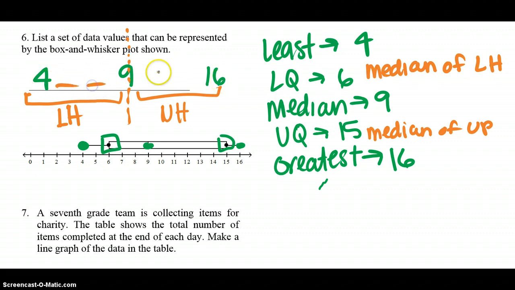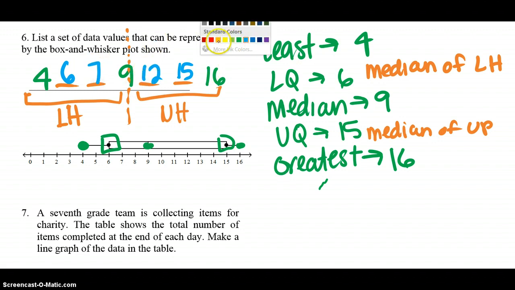I need 2 more values in each half. The median of my lower half has to be 6, and my upper quartile has to be 15. So you need to pick a number between 6 and 9, you could put 7 or 8, and a number between 9 and 15, to make that statement true. I'm going to do 7 and 12, which would make the median of my upper half 15 and the median of my lower half 6, which are my quartiles. That's a tricky problem, but I like it.